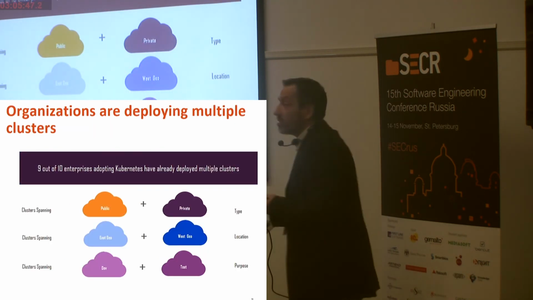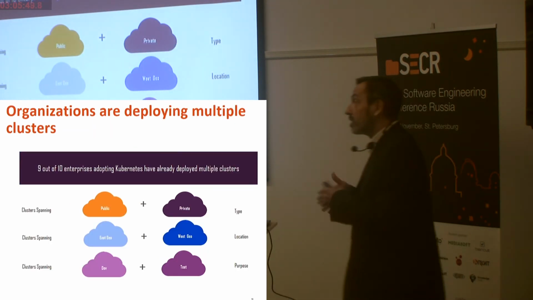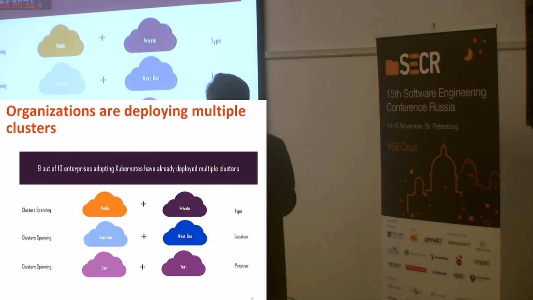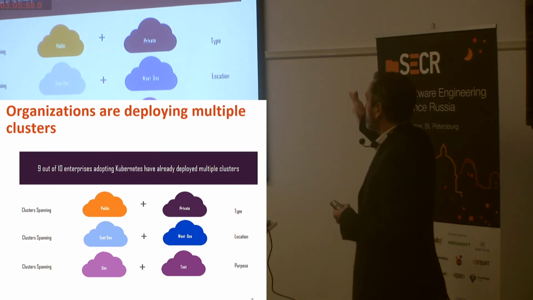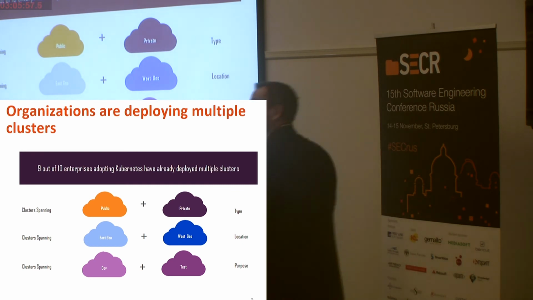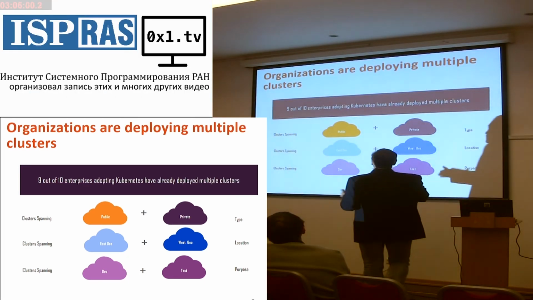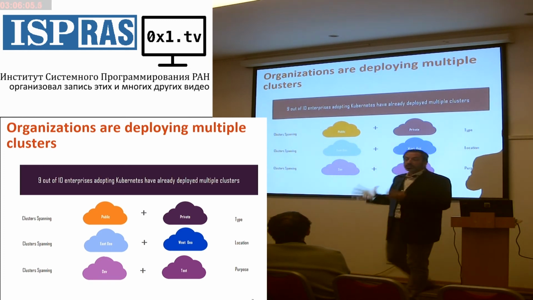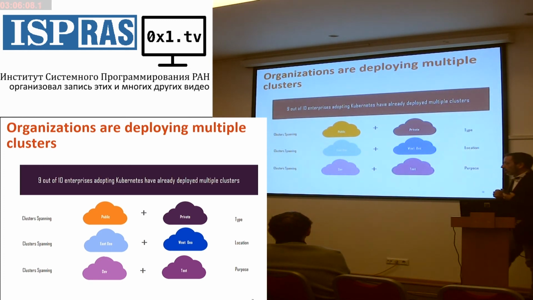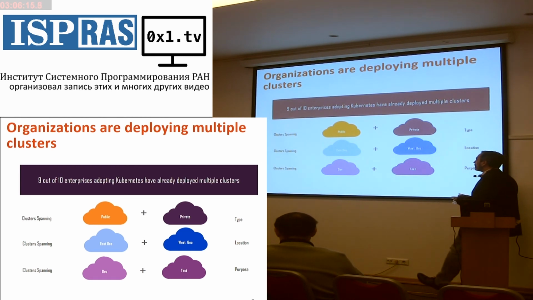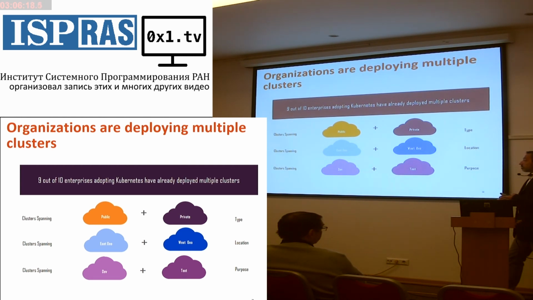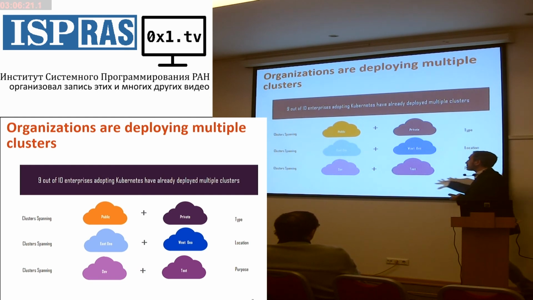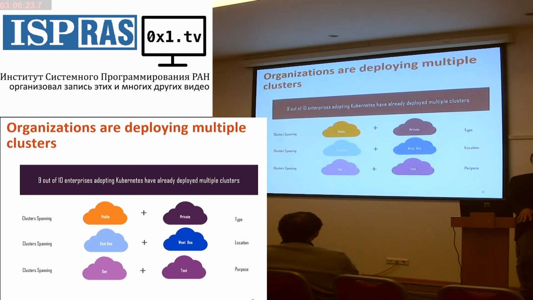But that's not the only reason to manage multiple clouds or multiple clusters. We can have clusters spanning across locations. If you have some customers in the eastern part of the country and some other customers in the western part of the country, you might not want the network latency to cross the whole country each time you are making a request. So why not have one part of your cluster in the east and one part of the cluster in the west? And you can also have clusters based on purpose: for production, for test, for development.